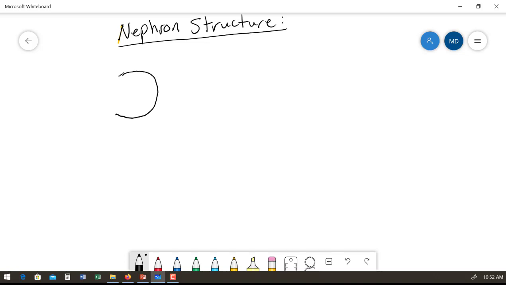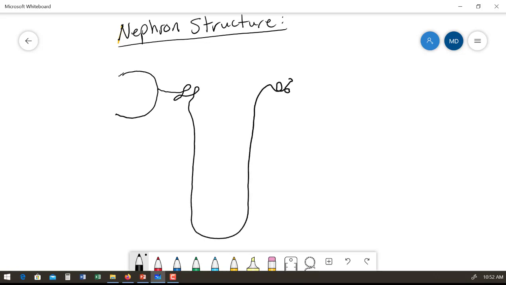Coming off of here is a tubule, and I'm not going to draw it as a full tubule. I'm just going to make some loops here and then bring it down and up, and I'm going to do some more loops over here and then out to the final ductwork over here. Okay, so let's go ahead and label the parts of this. So we're basically going to do the structure here.